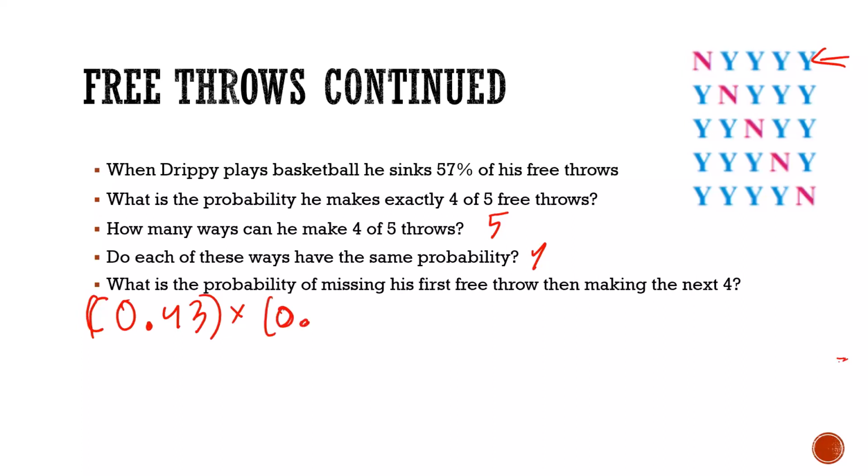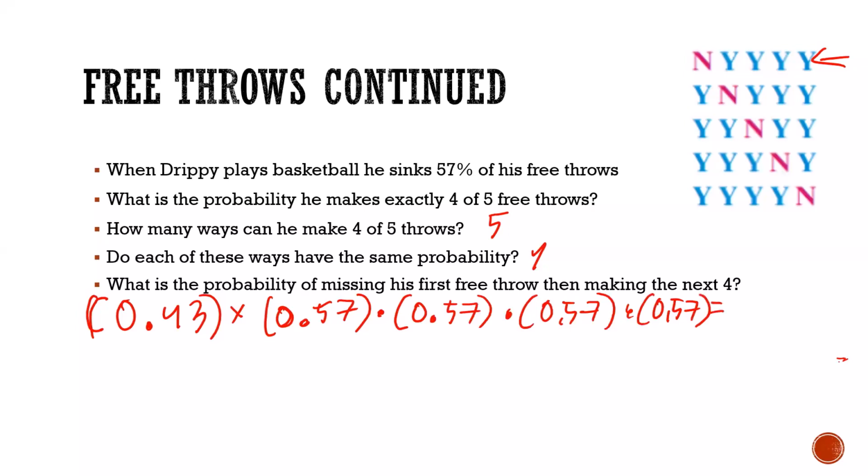So what's the probability of a miss and then a make? Well, 43% of the time, the first shot would be a miss, and then of that 43%, 57% would be a make. When you're having successive independent events, you just multiply. And then the probability he makes his third shot is 0.57 times again, then again 0.57. An easier way for me to write this would have been 0.43 times 0.57 to the power of 4.